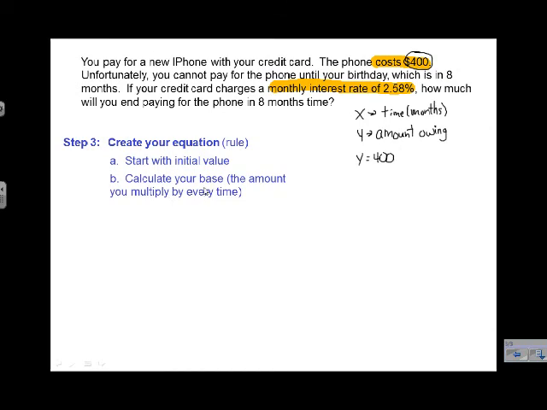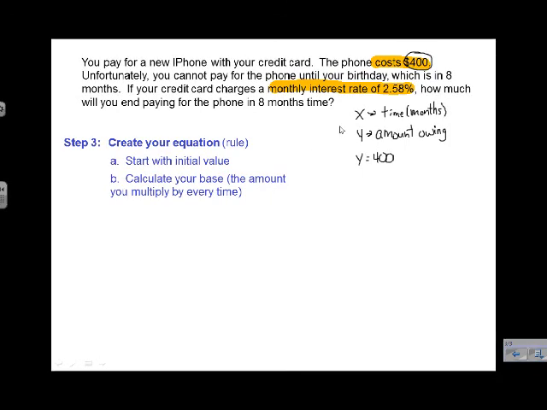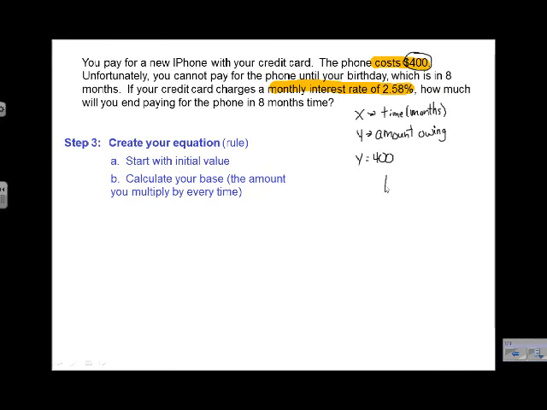After that, we have to calculate our base. Now, the base is the amount that we're multiplying by every time, and that's probably the trickiest part in an exponential function question. So how do we figure out our base? Well, if we owed $400 in 8 months, we could say that we would owe 100%. In other words, we'd owe the whole amount, no more, no less. However, that's not the case.